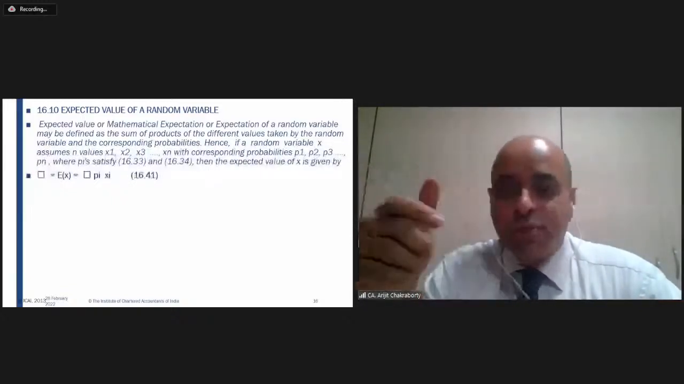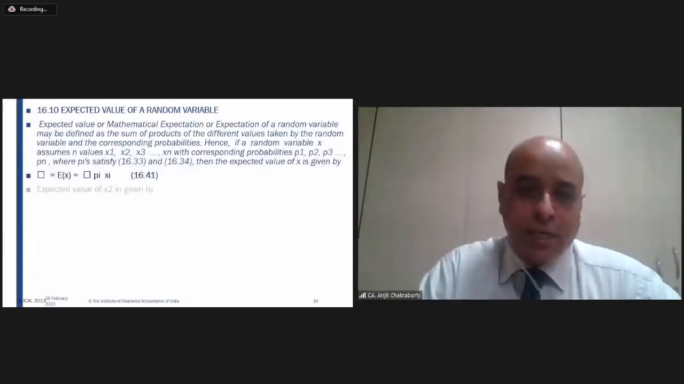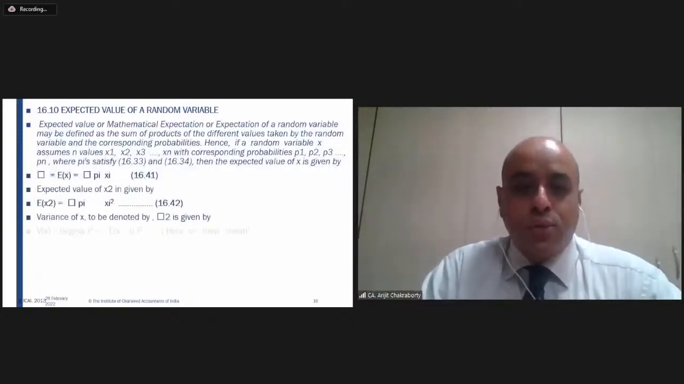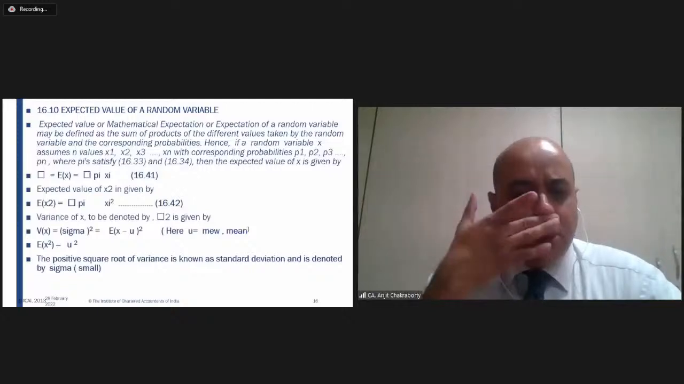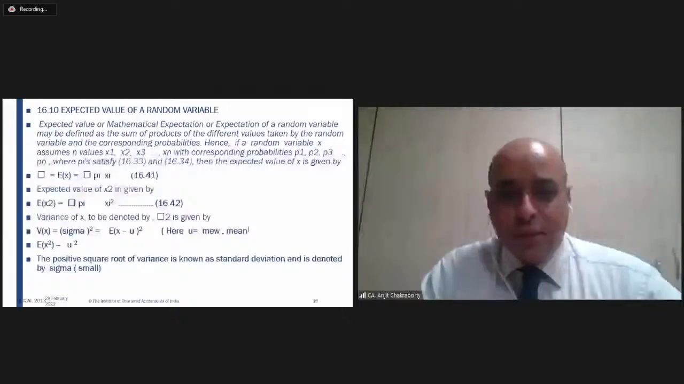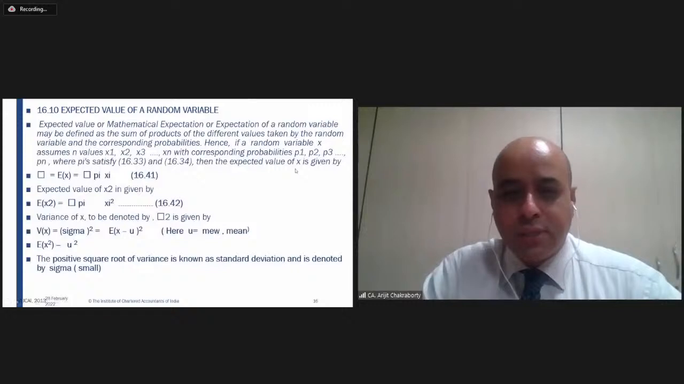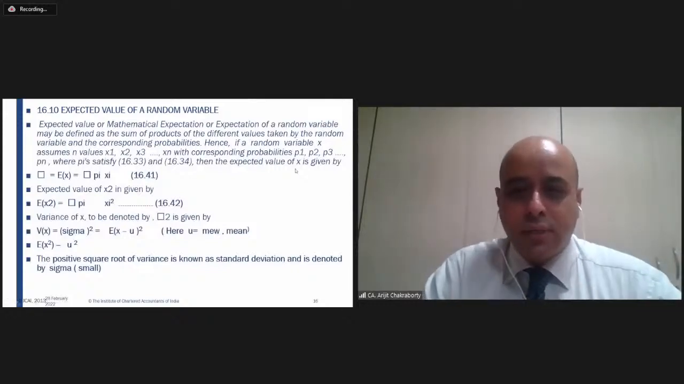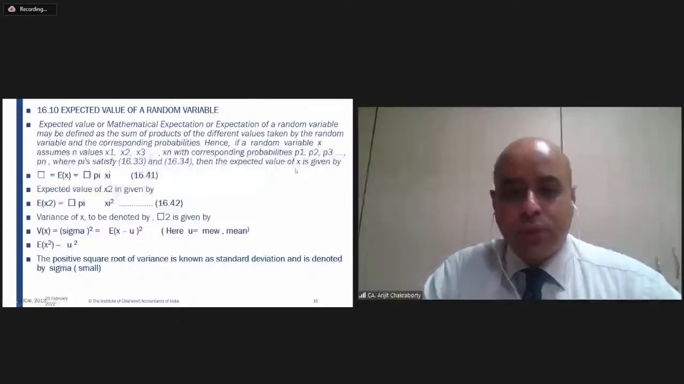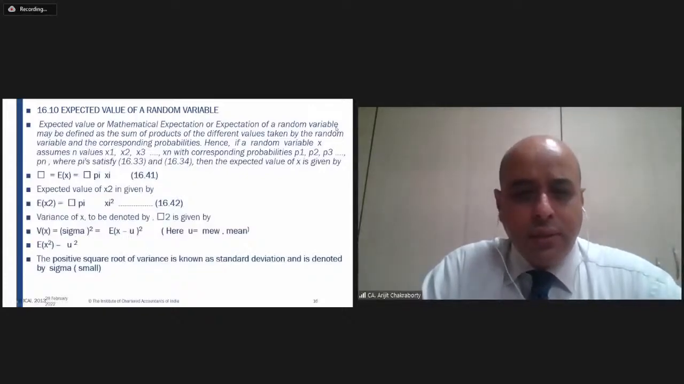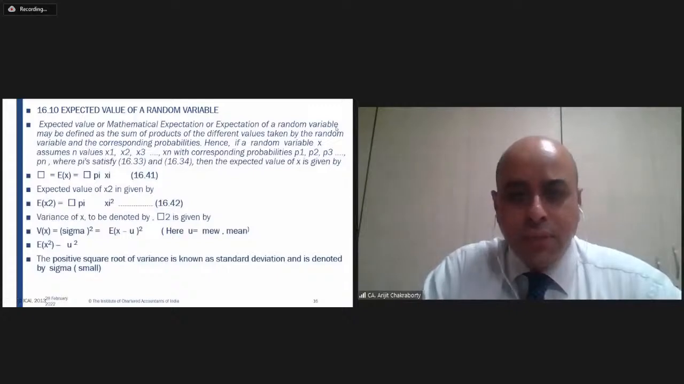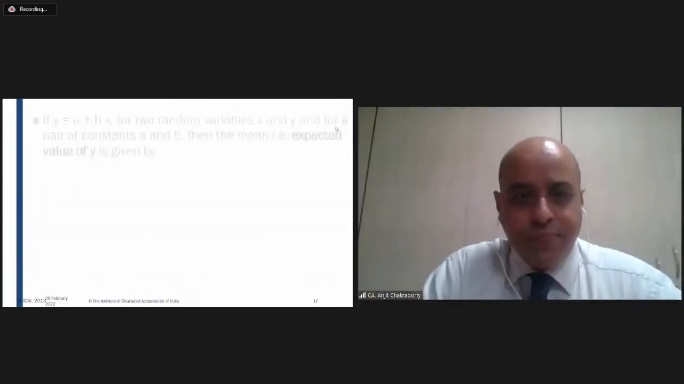So the total amount is 6,800. This is expectation. Okay. So we will look at, and of course, we will see that in the case of expectation, again, there is a small formula, and that is regarding the positive square root of variance. You know the standard deviation, and here again, the expected value is also given. We will take this through some practical examples.